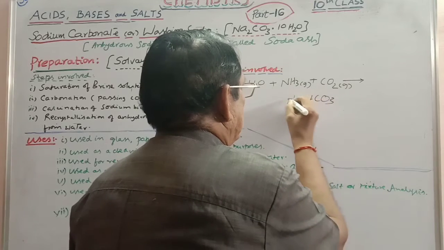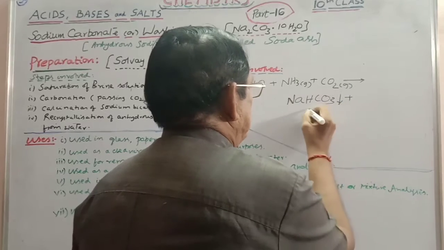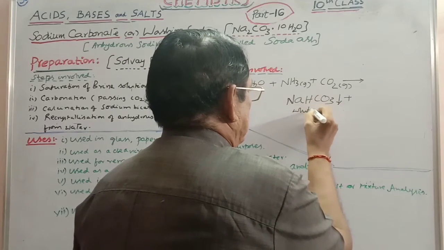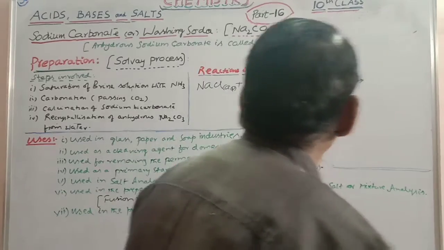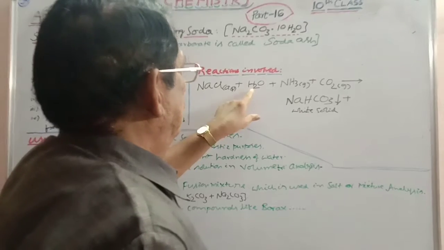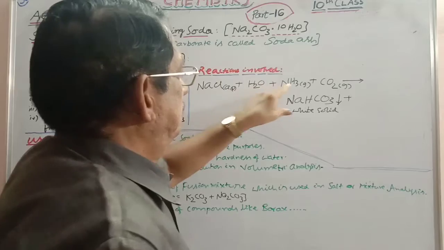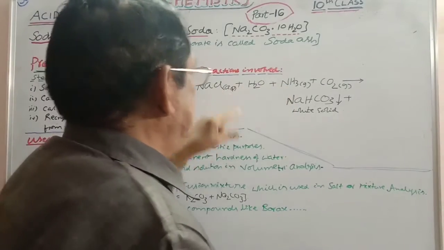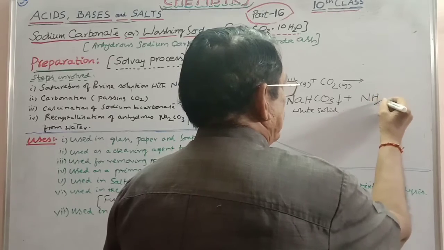NaHCO3. NaHCO3 is precipitated. This is the precipitate, a white solid. What else remains there? One H remains here, H plus NH3, NH4 plus Cl remains here. So NH4Cl is the second product formed there.